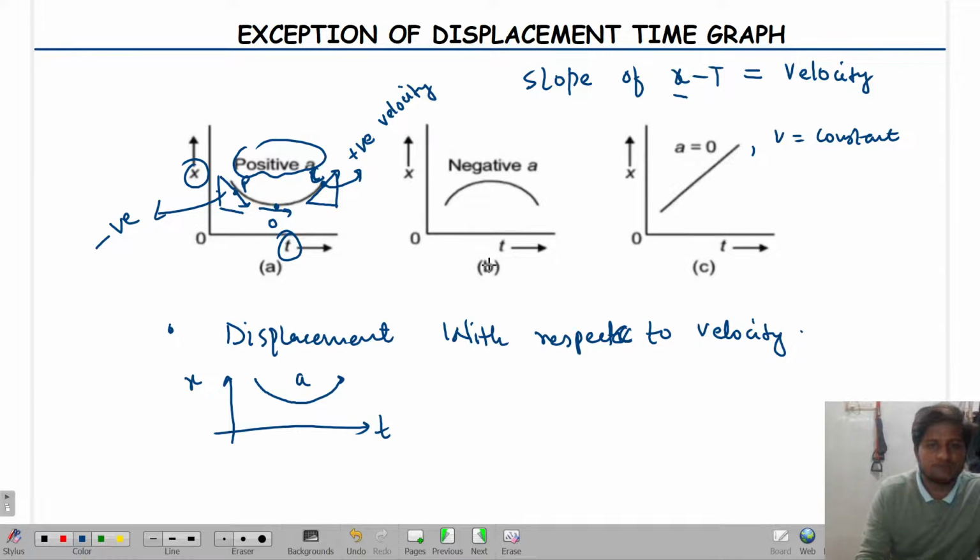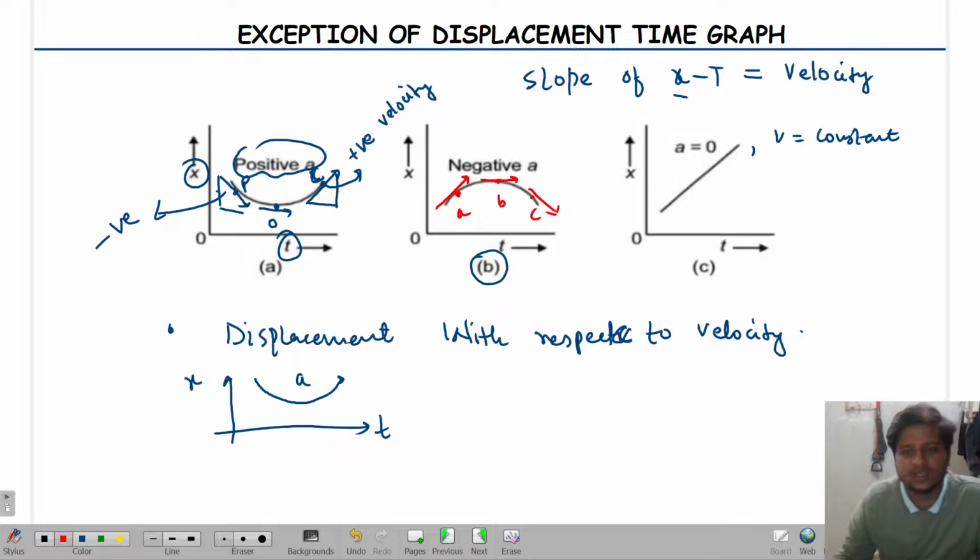Second case I'm talking about now. If you talk about this graph B, what do you observe? Let's suppose I take point A, point B, point C. At point A, the tangent is in an upward direction. At point B, the tangent is flat. At point C, the tangent is pointing downwards. Yes or no? So what you observe from this, if you draw a triangle over here, is that at point A the slope is positive. At point B, the slope is flat.